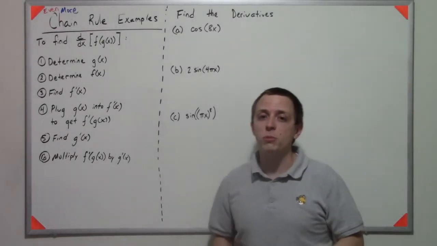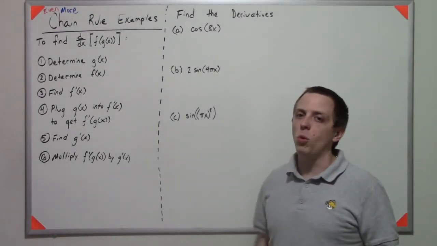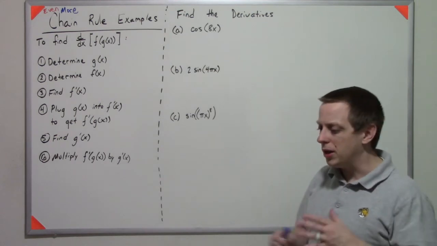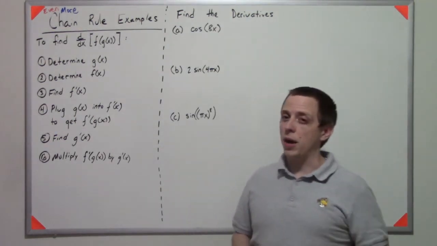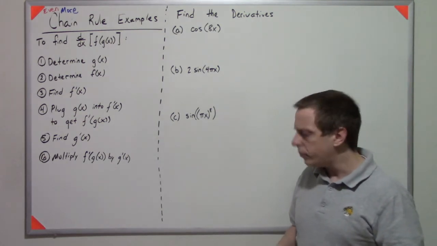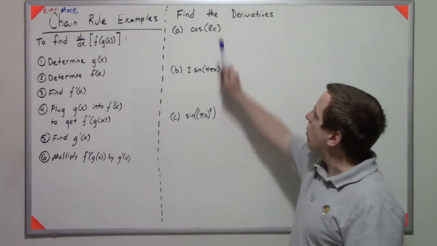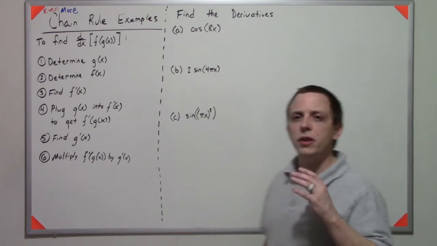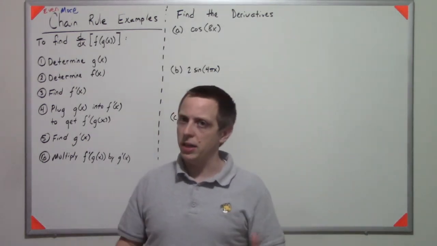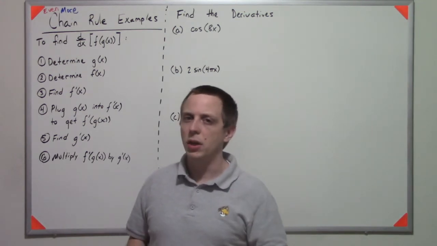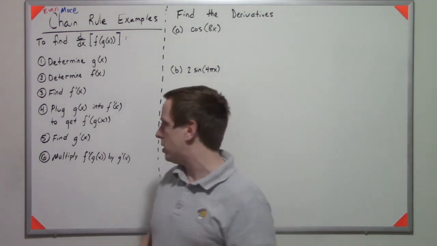So we're going to let the good times roll here and keep doing more derivatives with the chain rule. Because practice makes permanent. Only perfect practice makes perfect. So we want to find the derivative. Now we have trig functions here, but the thing about trig functions is they work just the same as anything else. You just have to follow the process.